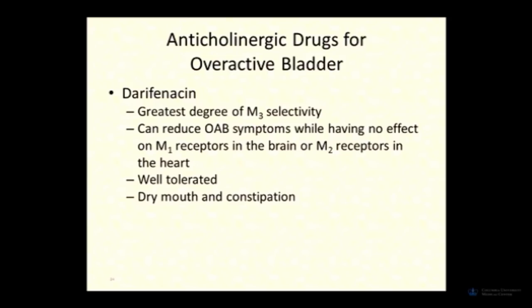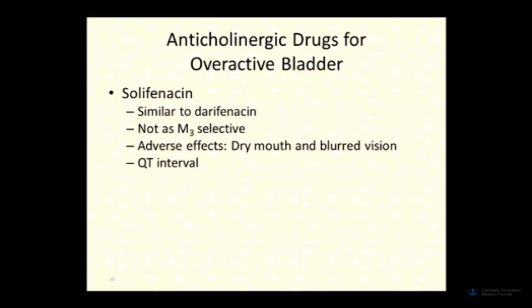Another drug used to treat overactive bladder, darifenacin, has the greatest degree of M3 selectivity. It can reduce overactive symptoms, right, having almost no effects at the M1 receptor or M2 receptor in the heart, which is highly desirable, right? Particularly for an elderly population that are affected by overactive bladder. If it has no M1 effects, that means it's not going to have any of the central nervous system problems that some of these other anticholinergic drugs have. It's very well tolerated. It can cause dry mouth and constipation because of that drying out and slowing of the GI tract motility.